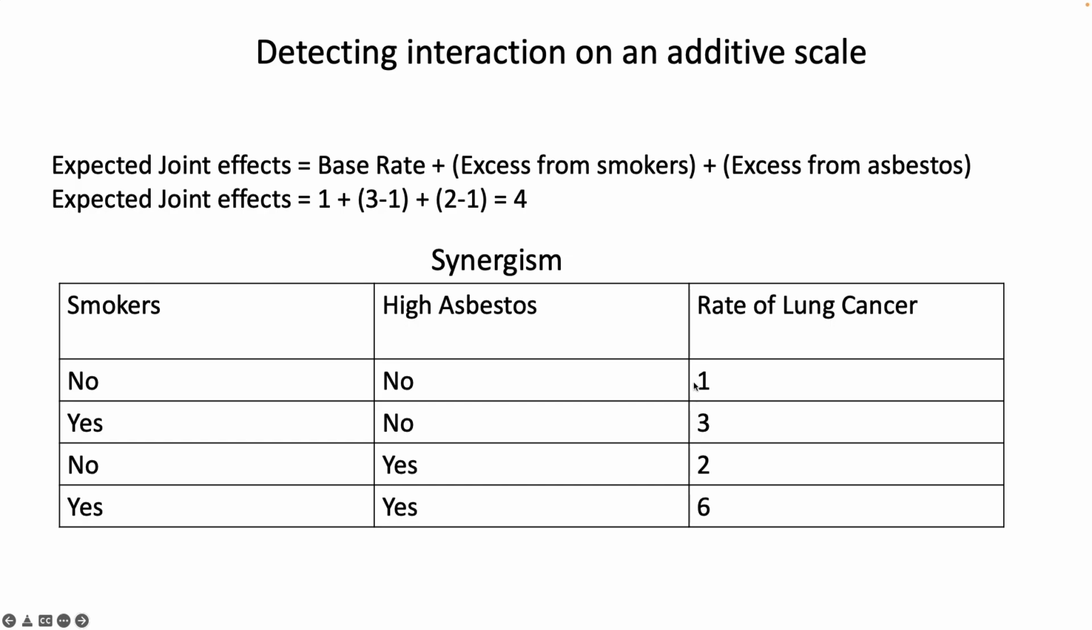If we were to see that it came out to above 4, 6 in this case, that would be an example of synergism, where the effect of smoking and asbestos together is greater than the sum of their individual effects. You can also see antagonism, where the effect of smoking and asbestos together is less than the sum of their parts.